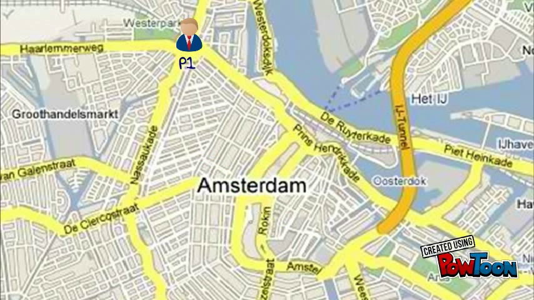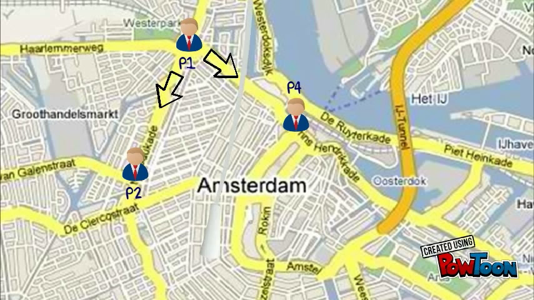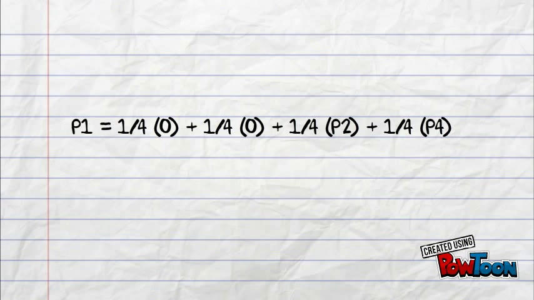He does, however, give P2 a chance if he goes down the southern path. He also gives P4 a chance if he chooses to go to the right. In the end, we obtain this equation for P1. Doing the same for the other points in the map, we obtain the following equations.